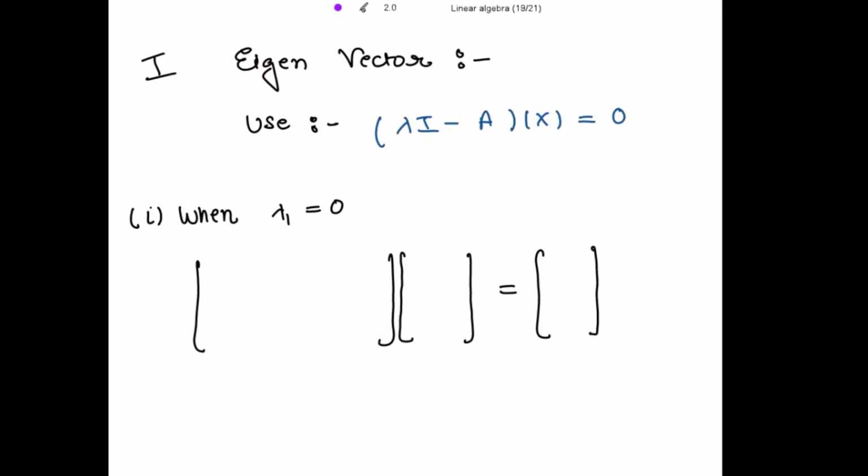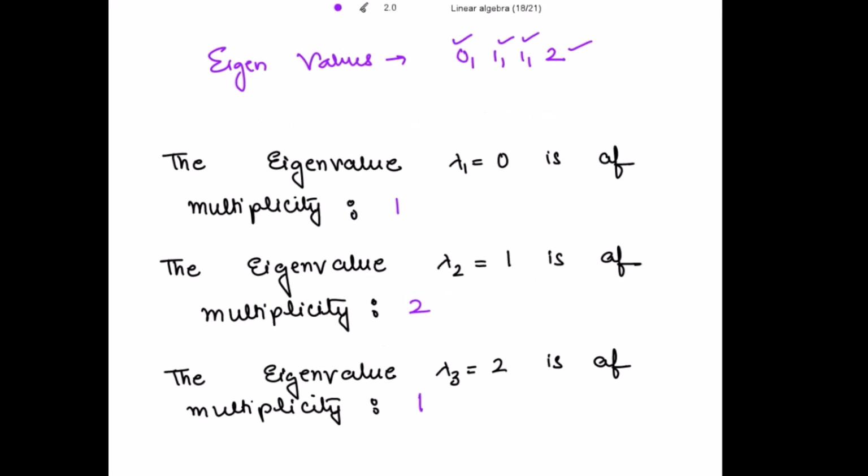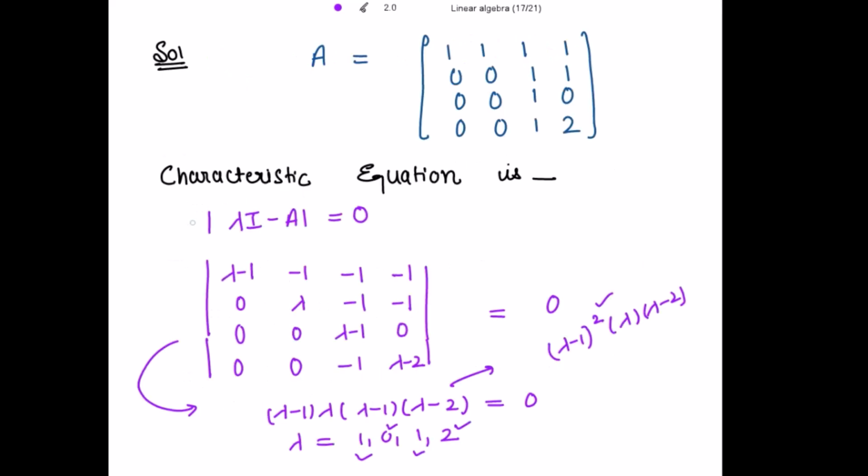To find the eigenvector, we use this equation, the set of homogeneous equations. First, when lambda 1 is equal to 0, this is your lambda I minus A, and this is your x, and this is 0. We write lambda I minus A for lambda 1 equal to 0. For that, we have already calculated lambda I minus A to be this, right? Just put lambda equal to 0 over here.